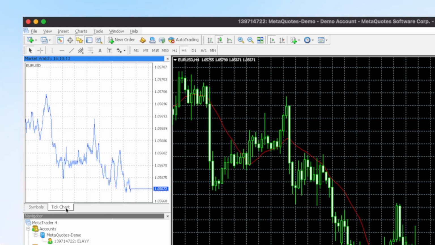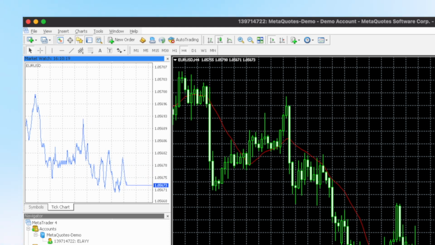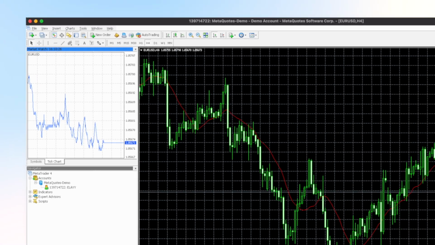The Tick Chart, the second tab in the Market Watch window, will display the live incoming ticks for both bid and ask for the selected symbol. The title bar of the Market Watch window displays the current server time. The server time cannot be changed or modified.